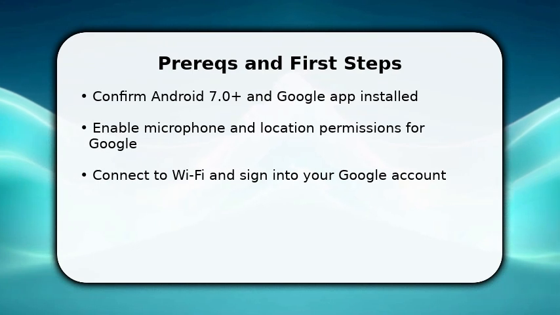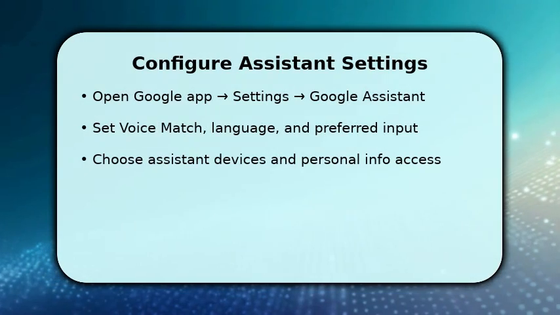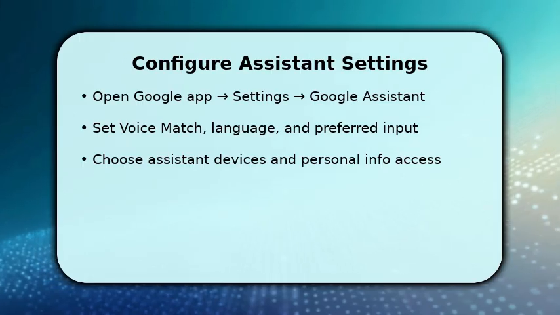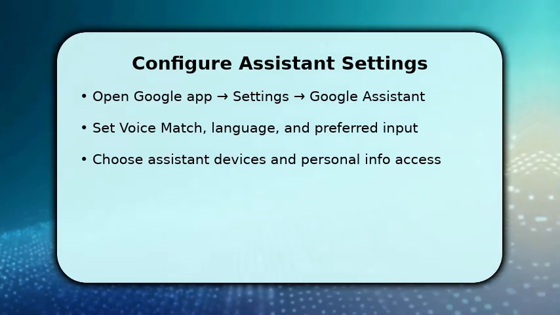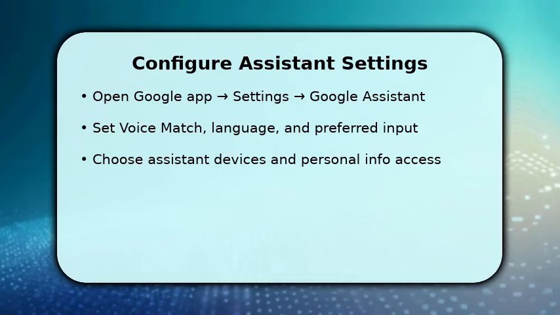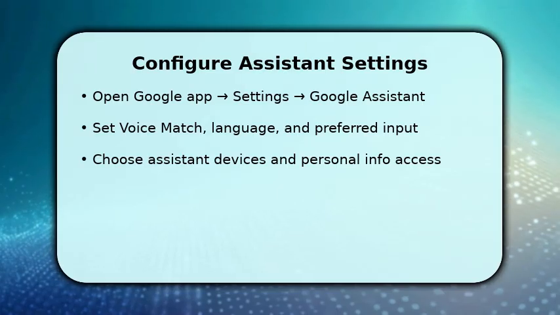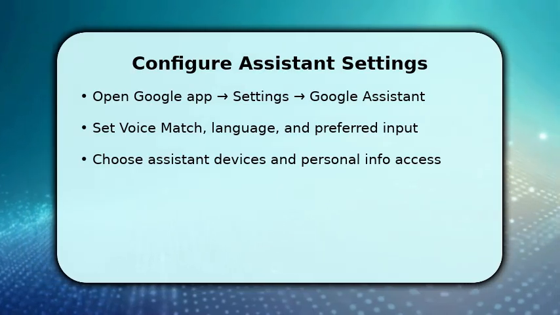Now you'll configure the core settings for reliable use. In Google App Settings, enter Google Assistant and select Voice Match so the phone recognizes your voice. This improves security and responsiveness. Then choose Language and Preferred Input: Voice, Keyboard, or both, because that determines how you interact.